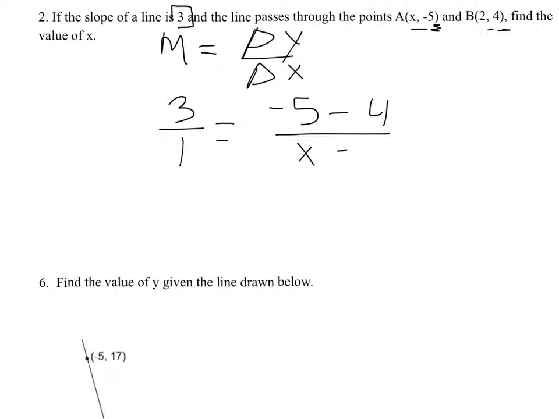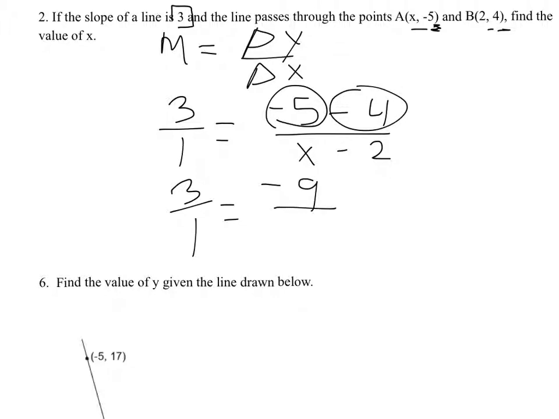so going in the same order, I'm just going to do x minus 2. So bringing everything down, 3 over 1, and then I'm going to combine my negative 5, negative 4 to give me a negative 9, and then I'm going to just bring down x minus 2. And now we have a proportion. I'm just going to cross multiply and then solve for x.